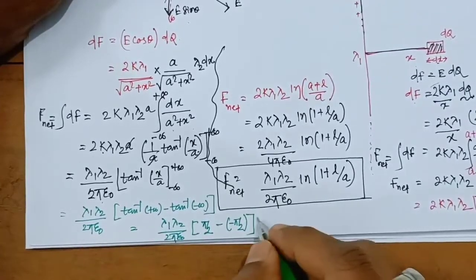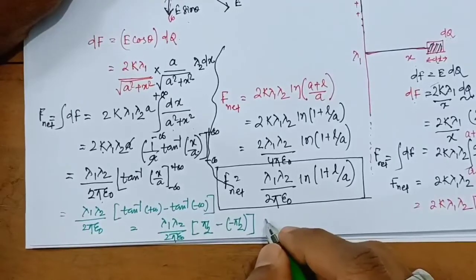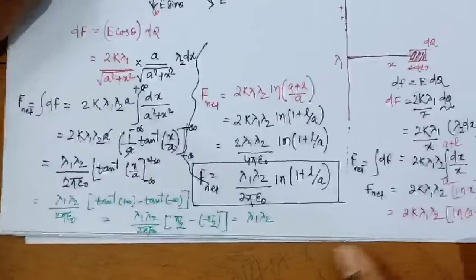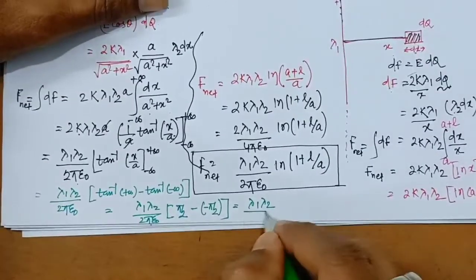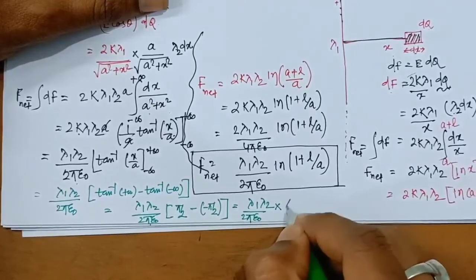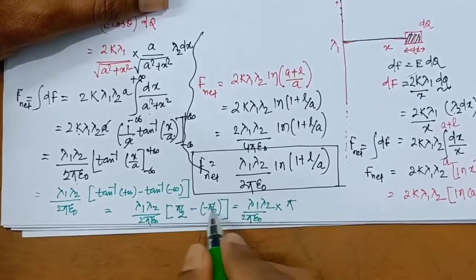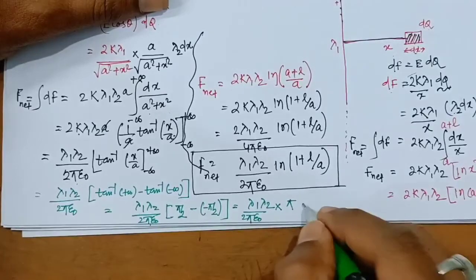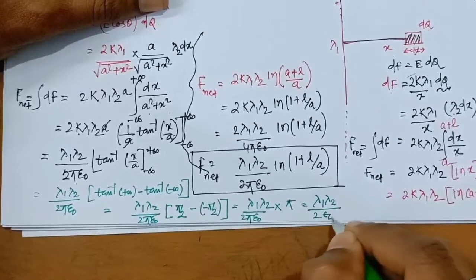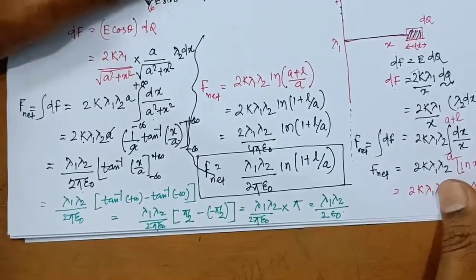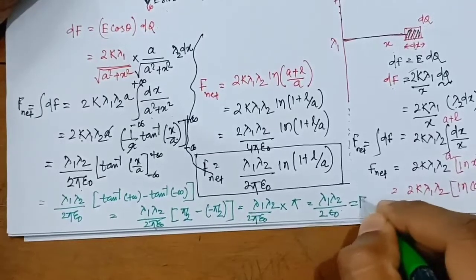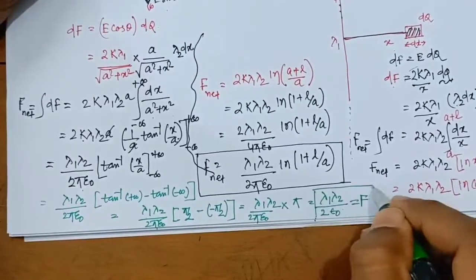If I proceed, I will reach the result: this is lambda 1 lambda 2 upon 2 pi epsilon naught into what? This is pi by 2 plus pi by 2, which is pi. So the answer is coming lambda 1 lambda 2 upon 2 epsilon naught. I hope the scenario is clear to everyone. This is the expression of the net force. This is my final result, the expression of the net force.